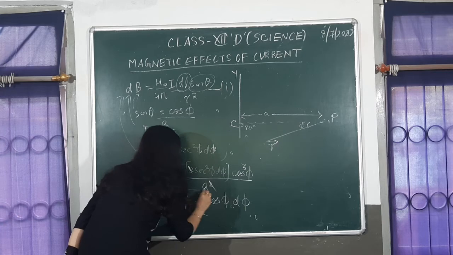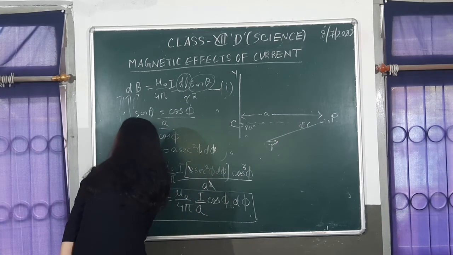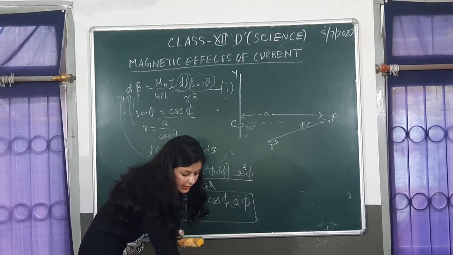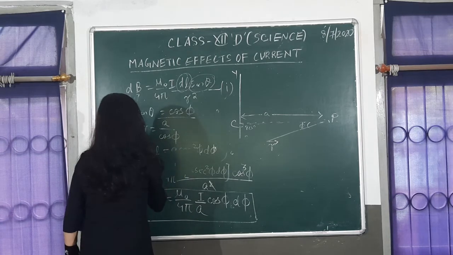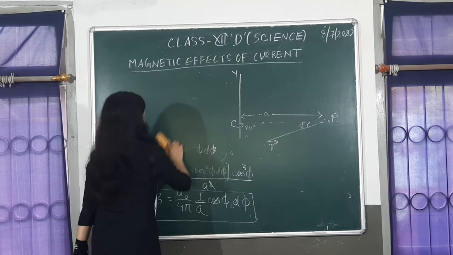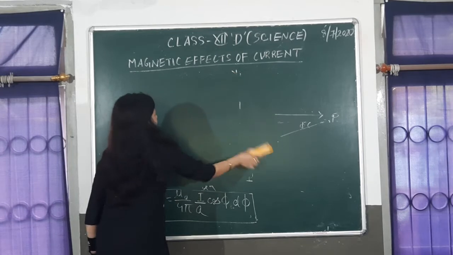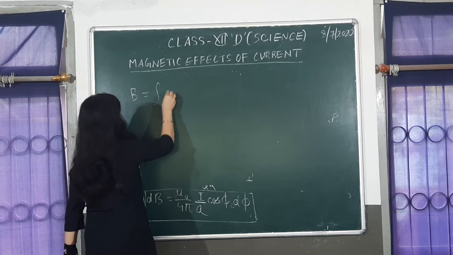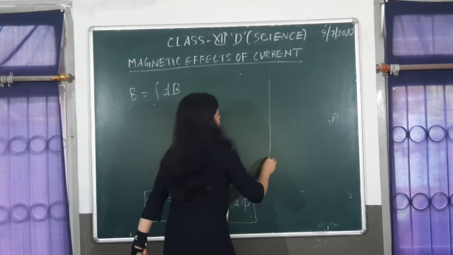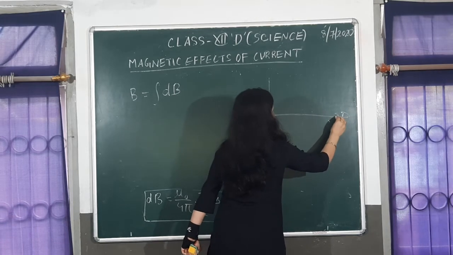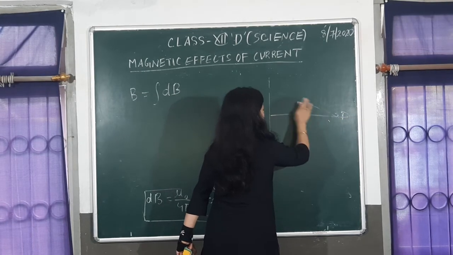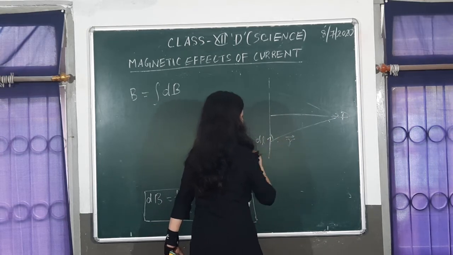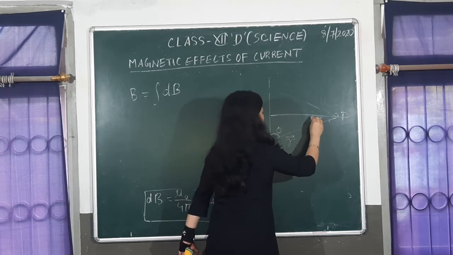So this is the expression for magnetic field intensity at a point due to a long current carrying conductor. We are not done yet. We need to find out the total magnetic field. To find out the total magnetic field, you need to integrate within certain limits. So total magnetic field will be equal to integration dB. We had P here, dl was here, r was here. This was theta, this was phi.